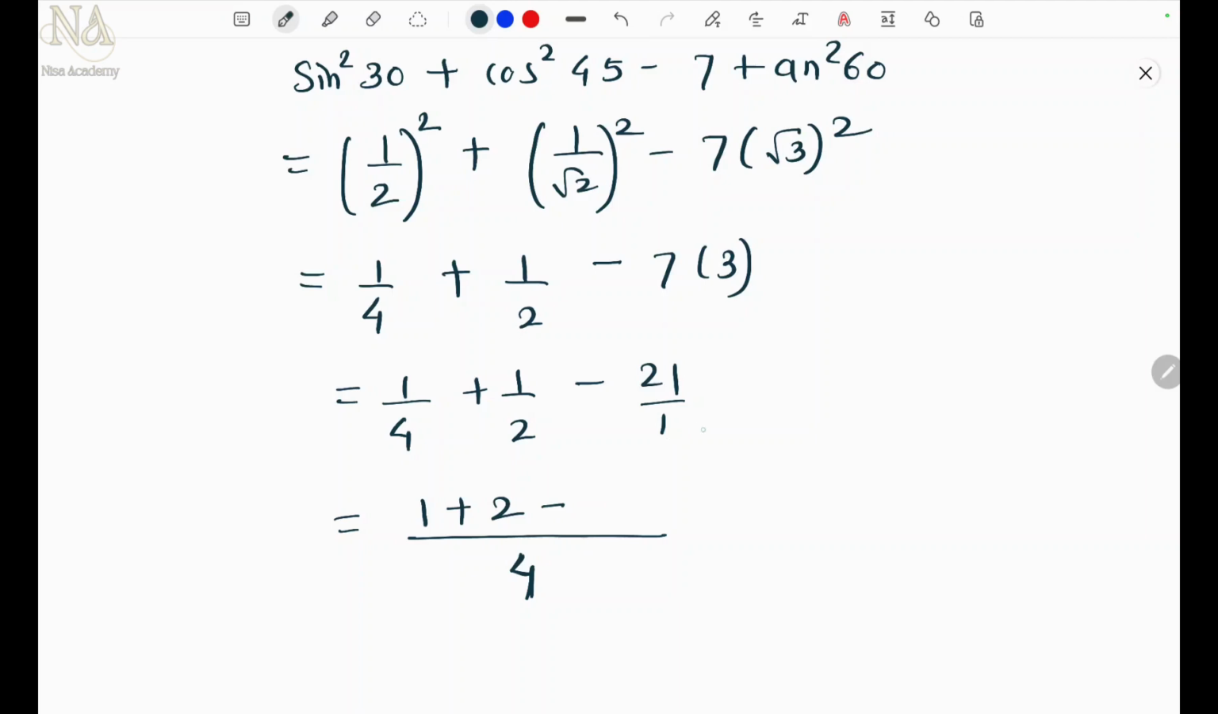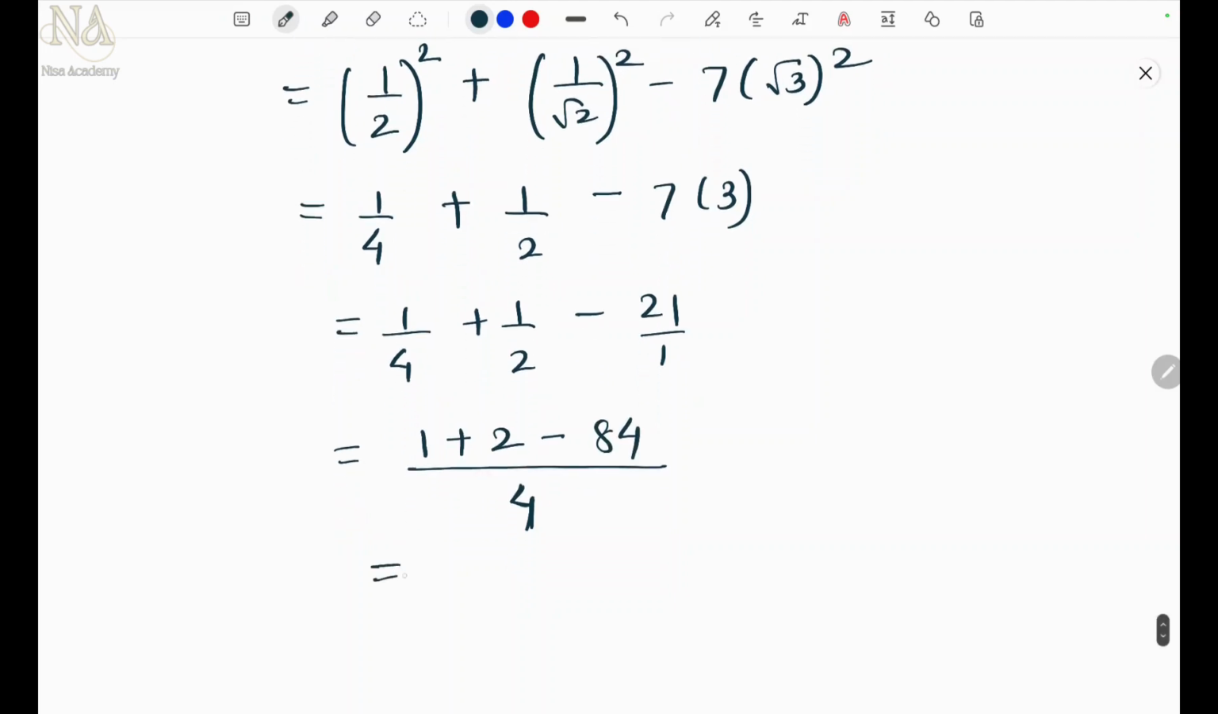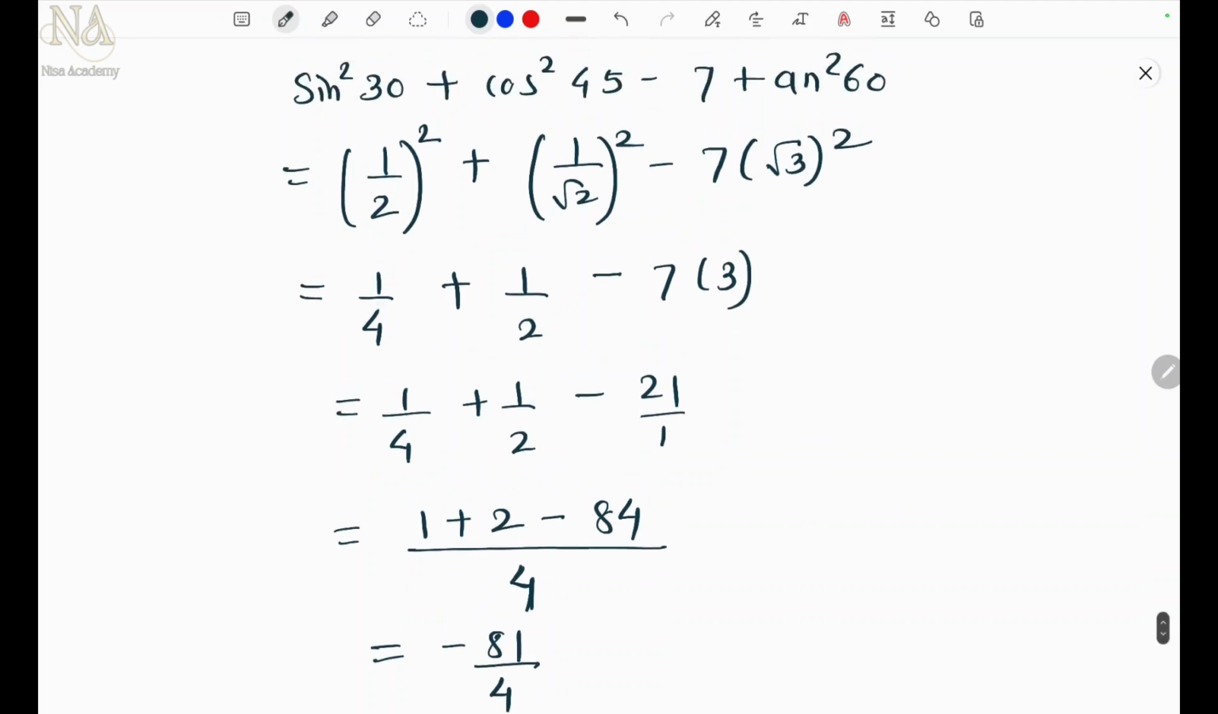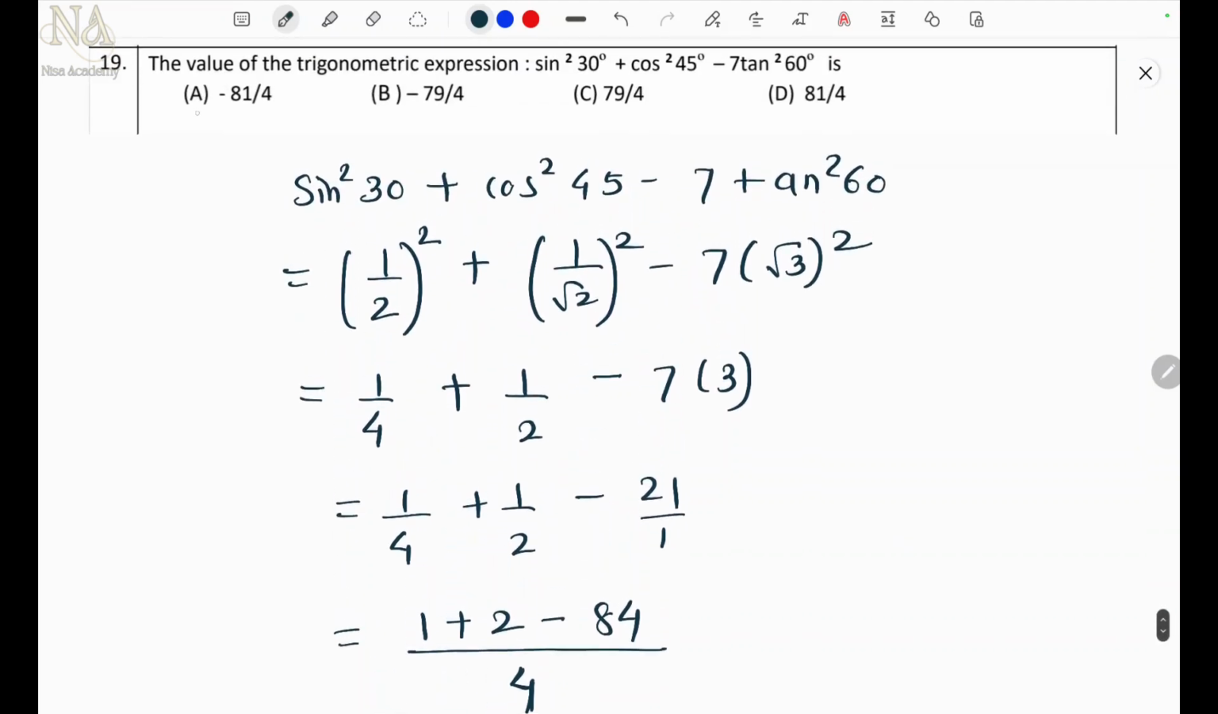Minus, here I have to multiply by 4 both in the numerator and the denominator. So it will come to 21 4s are 84. Normal fractions which we have studied long back. So just add this, 3 minus 84 is minus 81 by 4. So the option is A, minus 81 by 4.